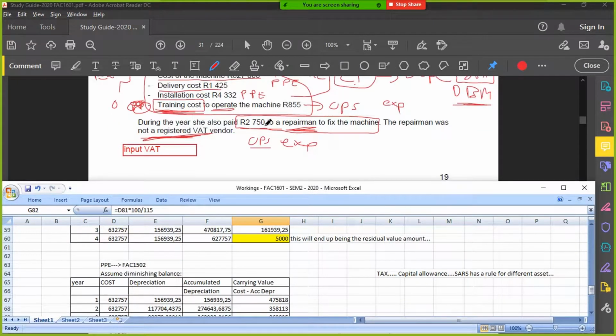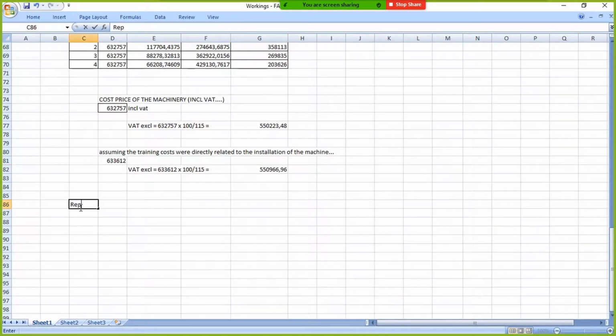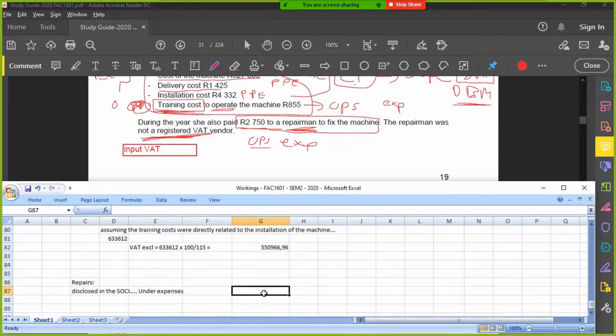During the year, she also paid $2,750 to the repairman to fix the machine. The repairman is not registered as a VAT vendor. So if you're looking at the repairs disclosed in the statement of comprehensive income under expenses, do you agree? Yes. Is there VAT here? No. So you record the amount as is. You cannot claim input VAT if the other guy didn't have output VAT. Happy with that? Yes. Okay.